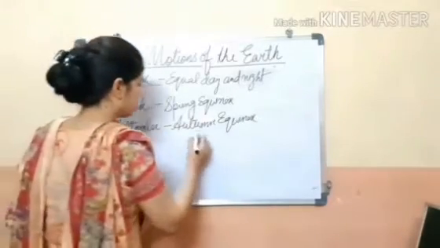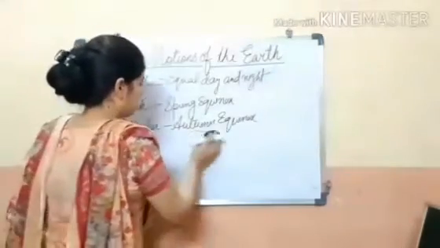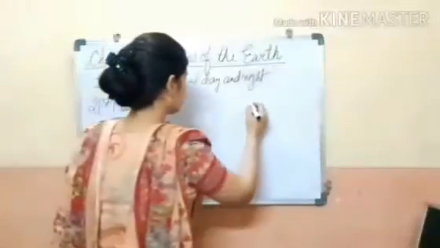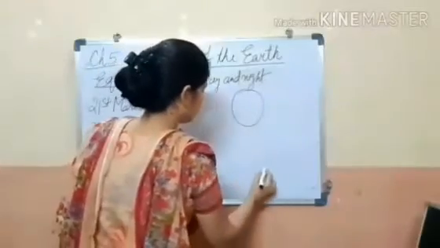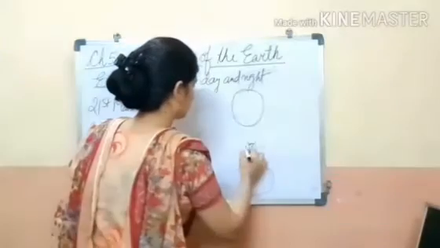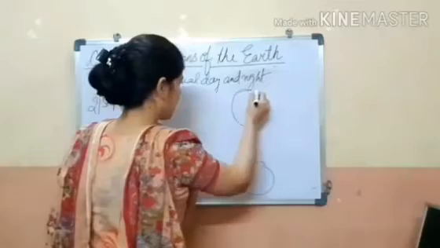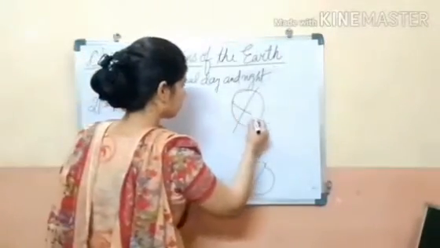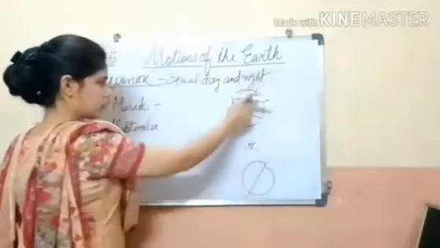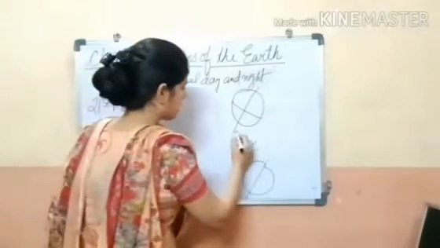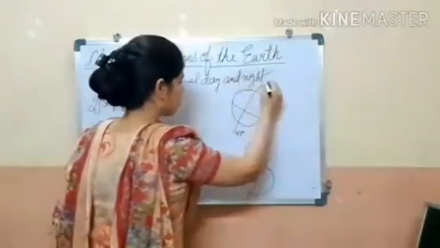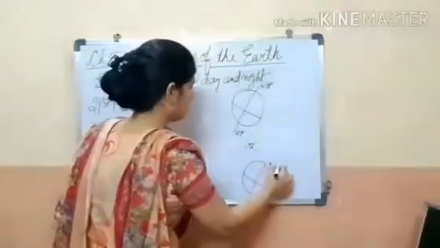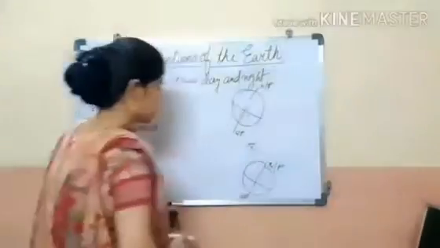Let me explain the two equinoxes with the help of a diagram. Suppose this is the Earth and this is the Sun. The Earth has an inclined axis, as you know. This is the equator. This is the North Pole, the northern hemisphere, and this is the South Pole, the southern hemisphere.